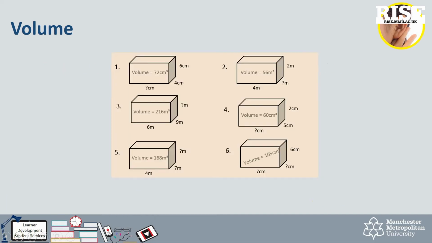Try and find the missing dimensions in each of these cuboids. Think about the dimensions you already have and what it needs to be multiplied by to give you the total volume given within the cuboid. Pause the video and when you're ready, press play for the answers.